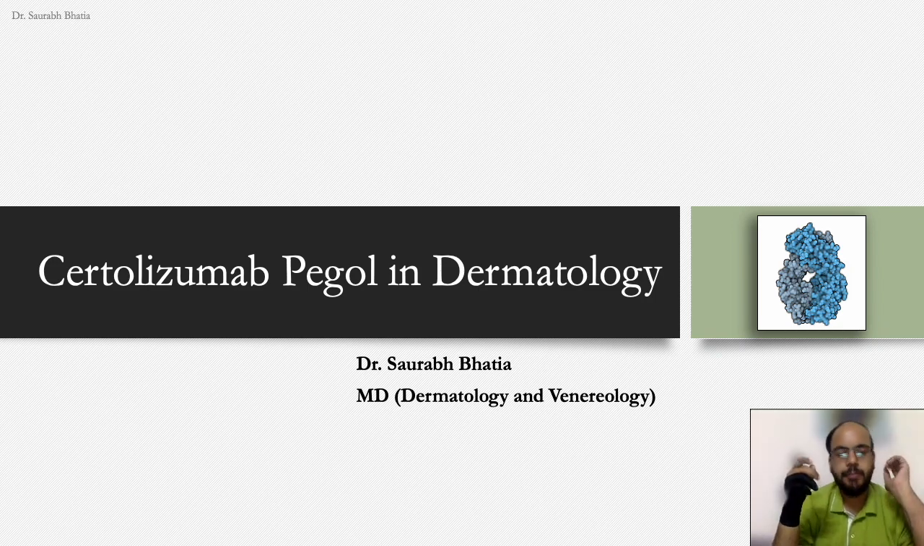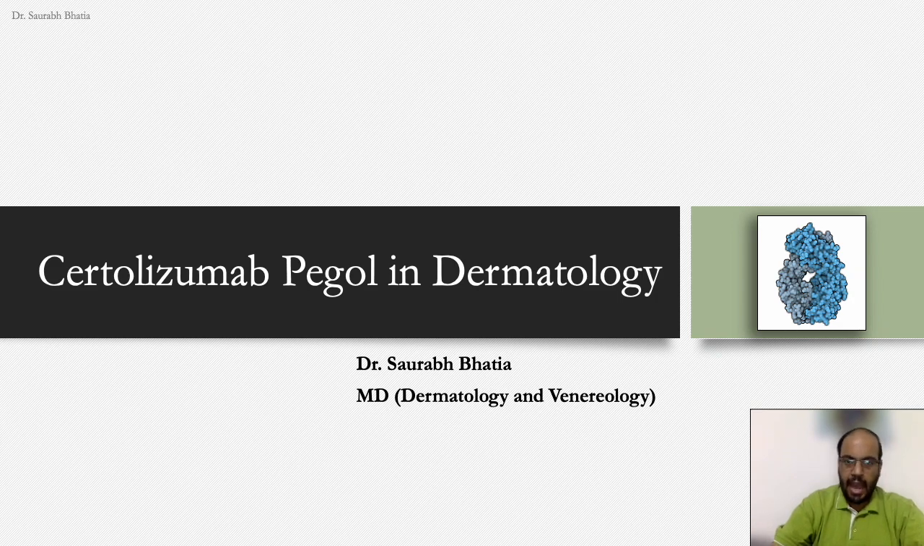Okay, clear? So I thought that we should discuss this molecule as it has received FDA approval, and at many centers it is still used. Maybe not in India, but other centers do use Certolizumab Pegol. So it's a good idea to know about what is this biological, how does it act, and how is it different from other TNF alpha inhibitors which are used in psoriasis, namely infliximab, etanercept, and adalimumab.